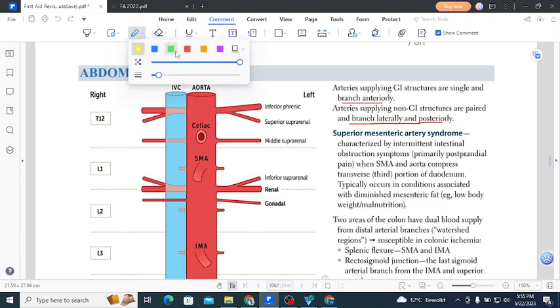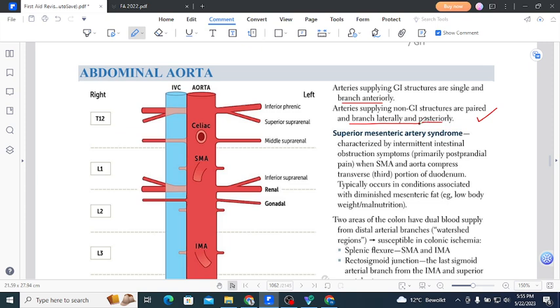So here you can see that they have written that the arteries supplying the GI structures are single and branch anteriorly. The arteries supplying the non-GI structures are paired and they branch laterally and even posteriorly. I'm sorry, the posterior arteries are also branched. Only anterior arteries are unpaired, while the posterior arteries and the lateral arteries are paired.